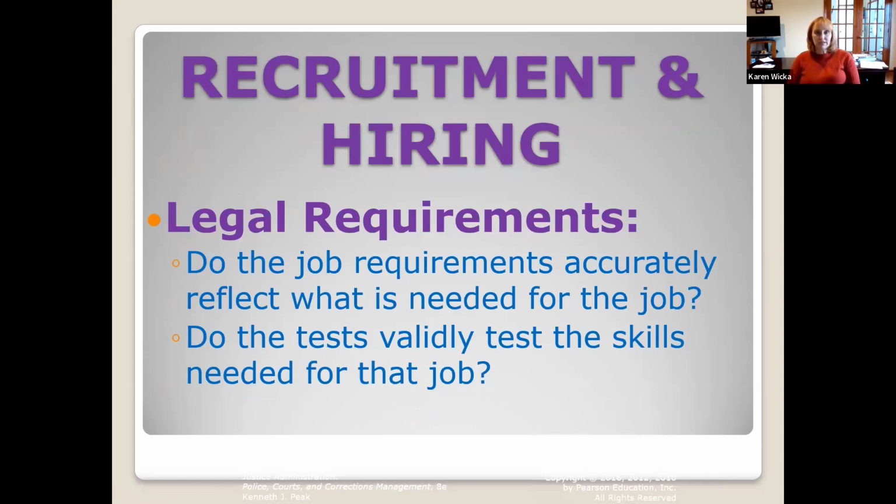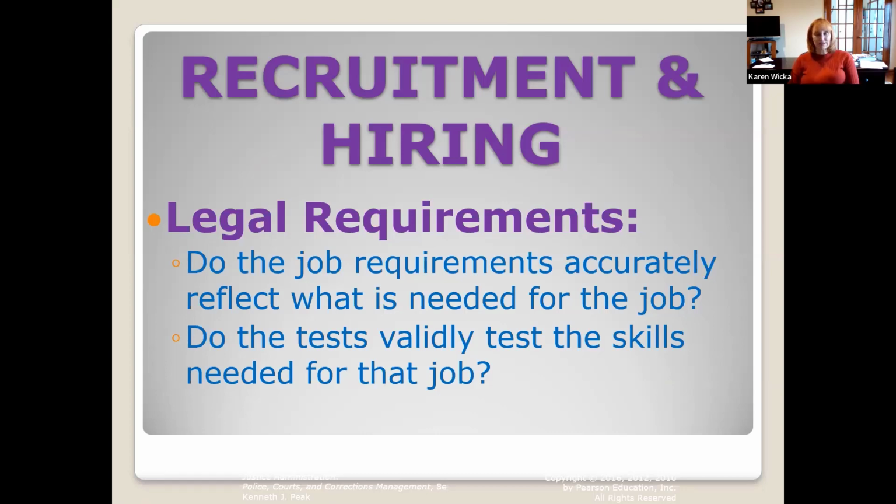Now, when we think of this rule in hiring and recruitment procedures, let's think about it. You are an administrator. Can you have certain legal requirements? Do the job requirements accurately reflect what is needed for the job? If you have certain characteristics that are required for a job, you have to ask yourselves, are those characteristics actually needed for the job? If you have a characteristic in there that the person has to have blonde hair, is there something about the job that makes people with blonde hair do it better? Is it actually a requirement for the job? And do the tests validly test the skills needed for that job?